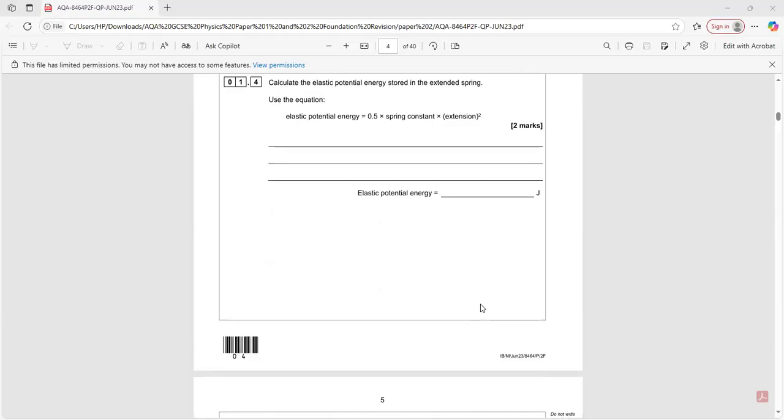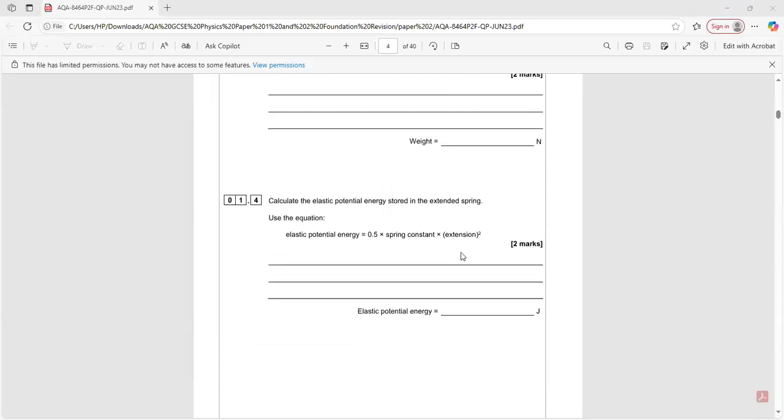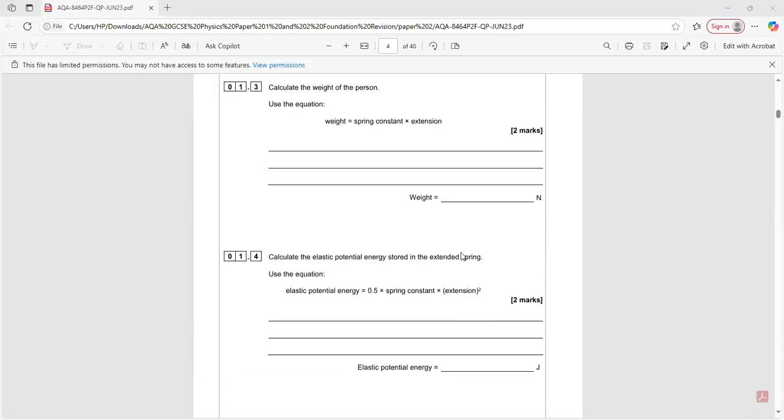So let's move on. It now says calculate the elastic potential energy stored in the extended spring, and just like the first one, they gave us a formula: the elastic potential energy is equal to 0.5 times spring constant times extension squared. Here we go. I think for this one, a calculator would help us, especially with the squared part. So I would advise that we start with the squared.